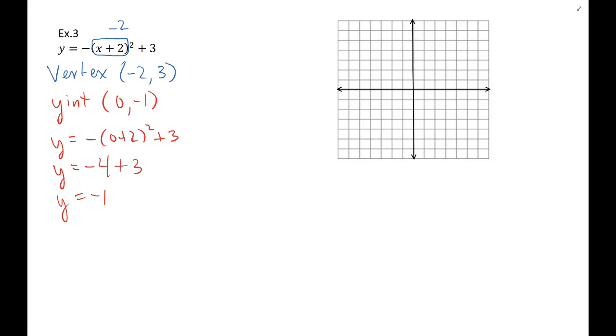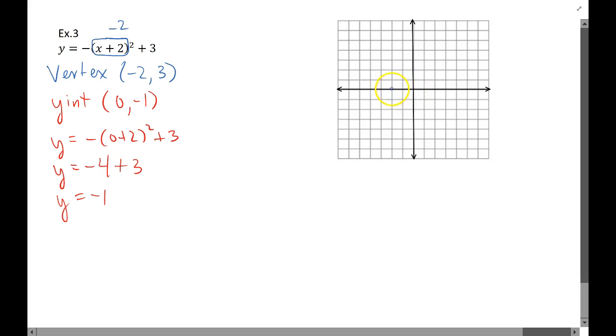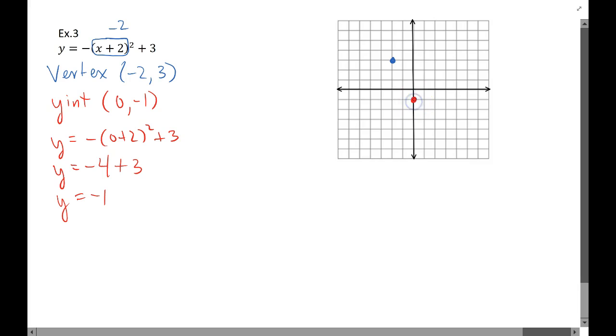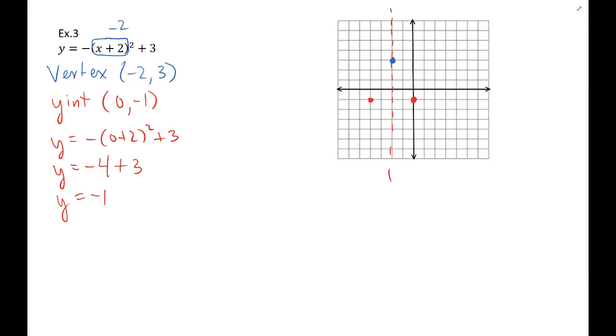If we go over here and look at our graph, we can see that the vertex is at -2, 3. Our y-intercept is at 0, -1. Let me make that red. Again, our line of symmetry comes down through our vertex. And so one point 2 to the right, we have a point 2 to the left of the vertex. Now, x-intercepts, it's obviously going to have x-intercepts. I do want you to find those.